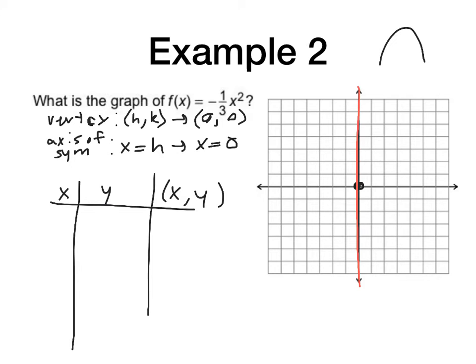What's a number we can plug in for x? 3. So when we plug in 3, what's 3 squared? 9. And what's 9 divided by 3? So we're going to get negative 3 for y. So our first point is going to be 3 comma negative 3. And we'll go to the graph, and we go to the right 3, and then down 3. So we'll have a point there. And we need to put the point on the opposite side of the axis of symmetry. So we're going to go to the left 3 and down 3 on the opposite side.